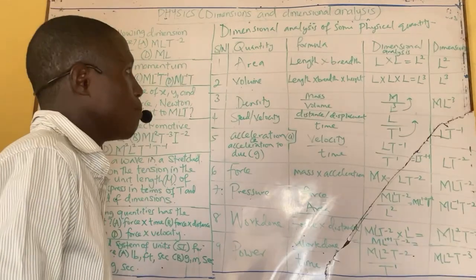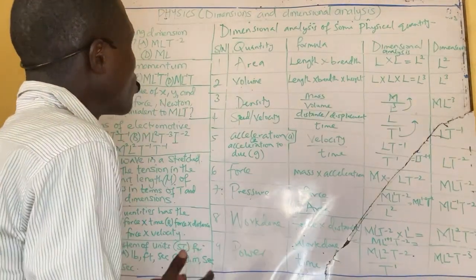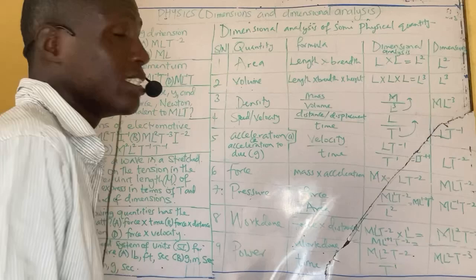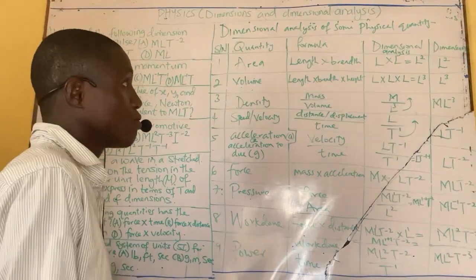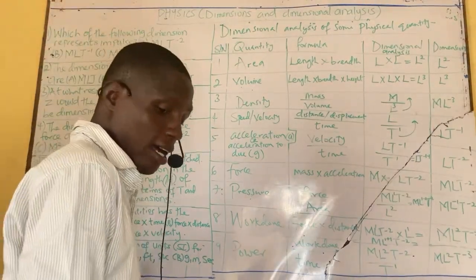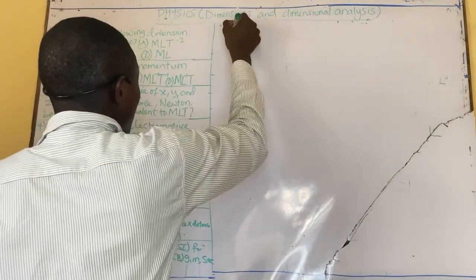So that's that about the dimension of some physical quantities, usually the derived quantities. So let's move to the calculation thereafter. Solution to some selected past questions.